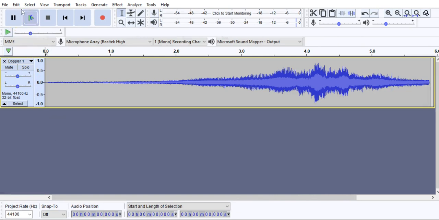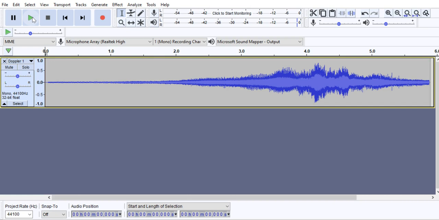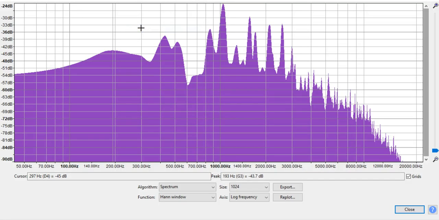You can play this, and you can hear it goes from a high frequency to a low frequency. In order to do this analysis, you're going to select a region before, and then go to Analyze. From Analyze, we're going to choose Plot Spectrum. You've got a lot of these spikes here, so we're going to look at a few of them, and I'm going to look at this first one.